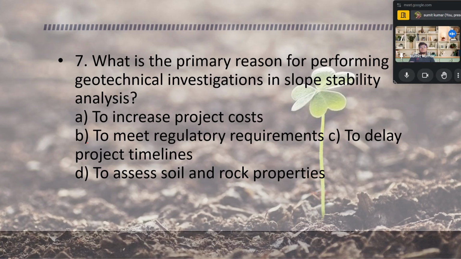Now the next question is what is the primary reason for performing the geotechnical investigation in the slope stability analysis? First is to increase the project cost.